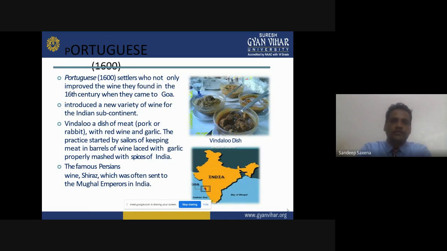Vindaloo, a dish of meat, pork or rabbit, with red wine and garlic. The practice started with sailors keeping meats in barrels of wine laced with garlic, properly matched with the spices of India.